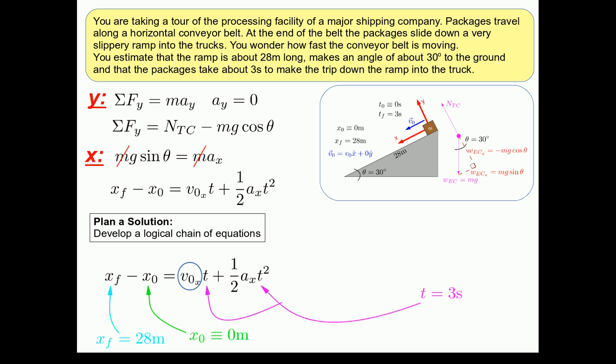So we've already got everything but v naught x, which is what we're interested in, and the acceleration in the x direction. But wait, we do know the acceleration in the x direction. It's g sine theta. Notice we didn't even use any of the information in the y direction.